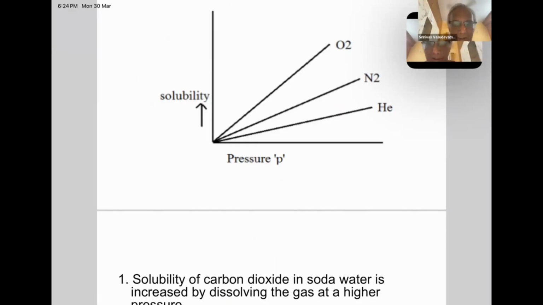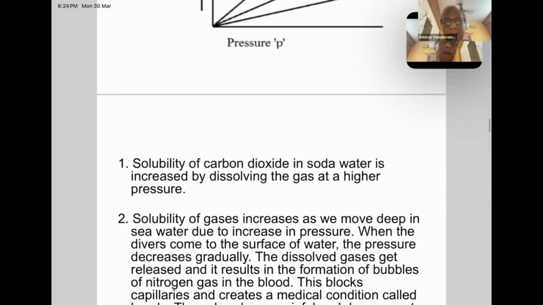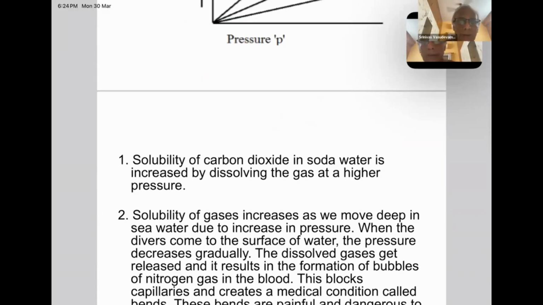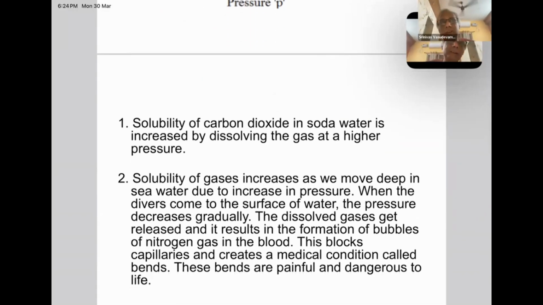Right. Now let us see some of the applications of Henry's law. Gases dissolve in a solvent, let us say in water, at high pressure and low temperature. High pressure and low temperature. That is the reason why soda water is made by dissolving carbon dioxide in water. Here, it is carried out at a high pressure. It is packed in a bottle at a higher pressure. Solubility of carbon dioxide in soda water is increased by dissolving the gas at higher pressure.